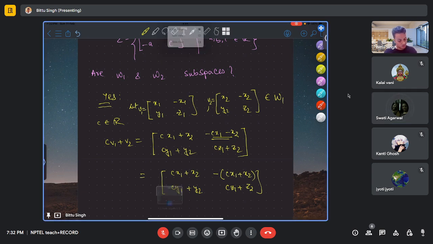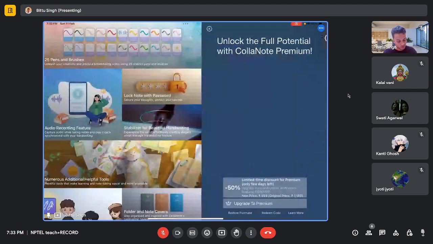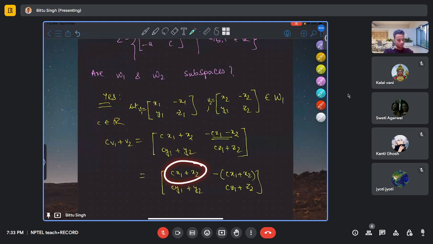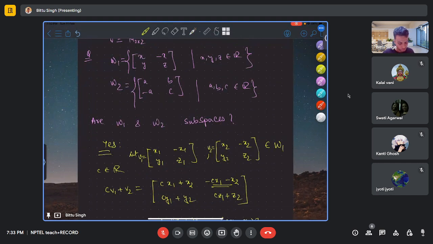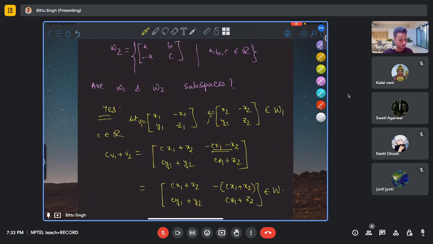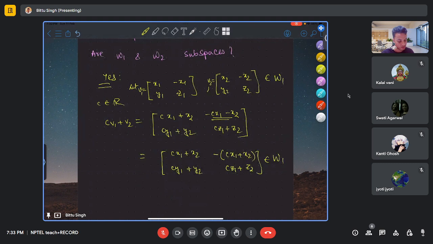So the 1/2th entry is the negative of the 1/1th entry, the first entry. Therefore, this also belongs to the space W1. Hence, W1 is closed under addition and closed under scalar multiplication.